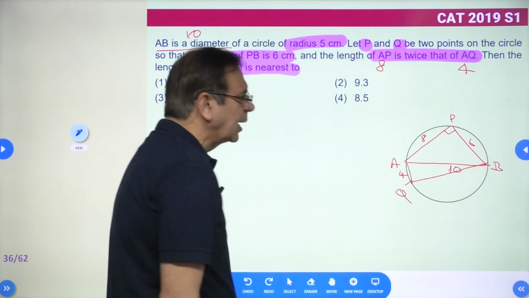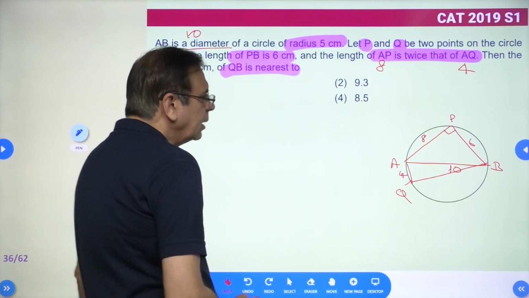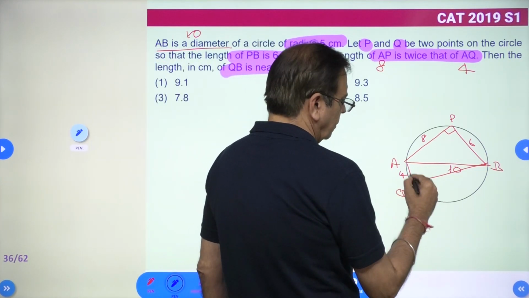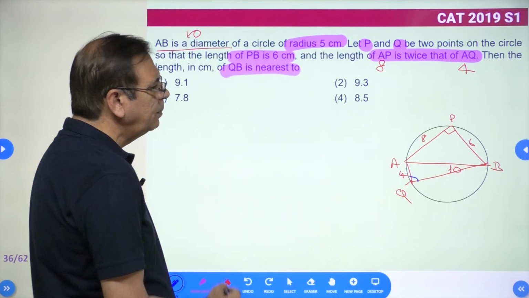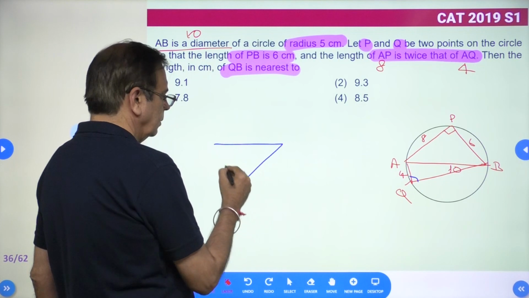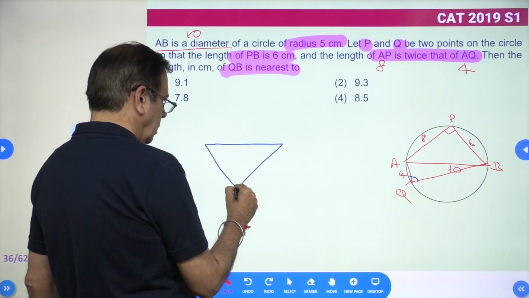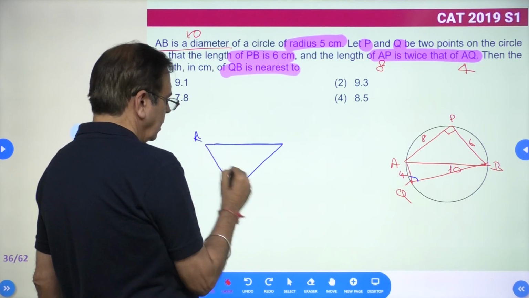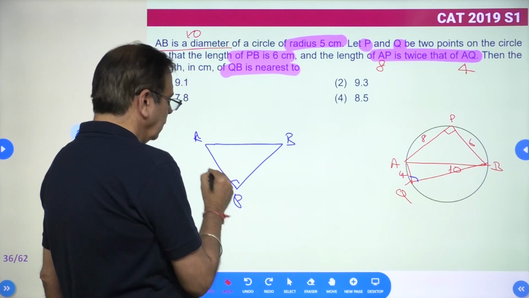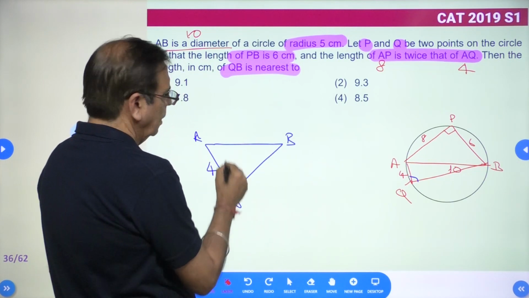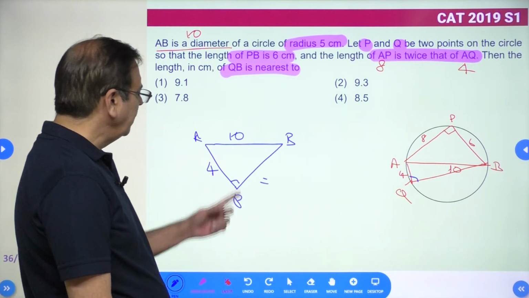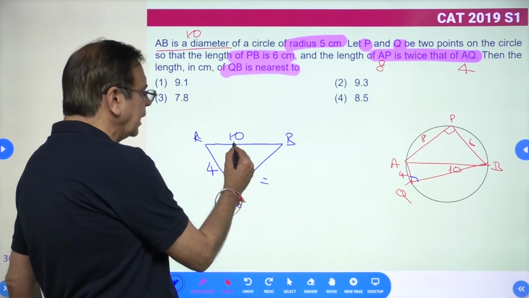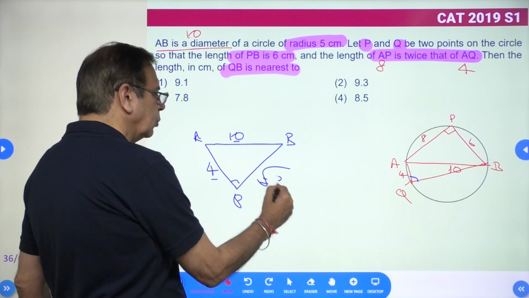We will apply Pythagoras one more time. Why? Because again angle in a semicircle is a right angle triangle, ABQ. Okay. This is A, B, Q. This is 4. This AB is the diameter. We need to find the third side. What should it be? 10 square minus 4 square, 100 minus 16, under root 84.